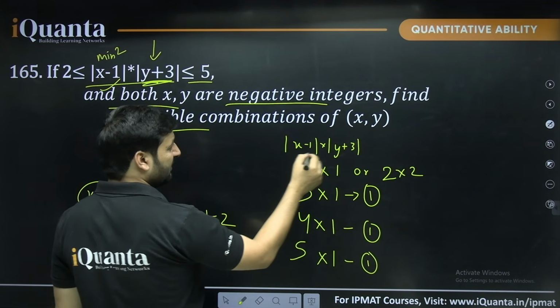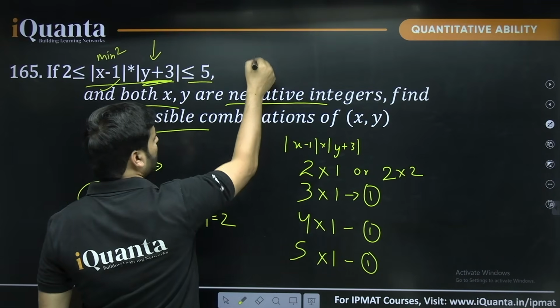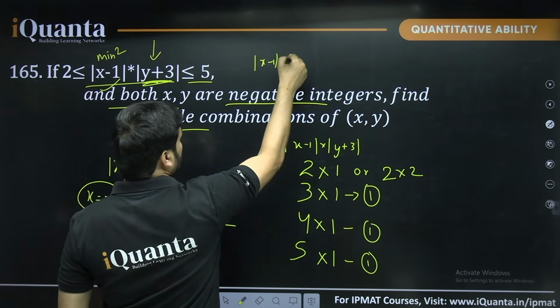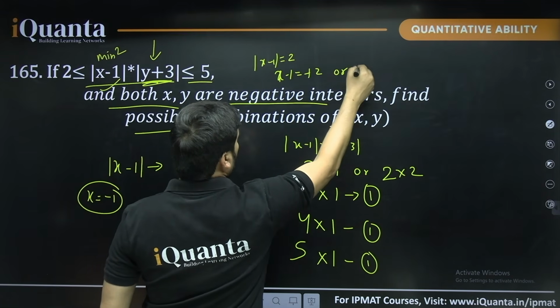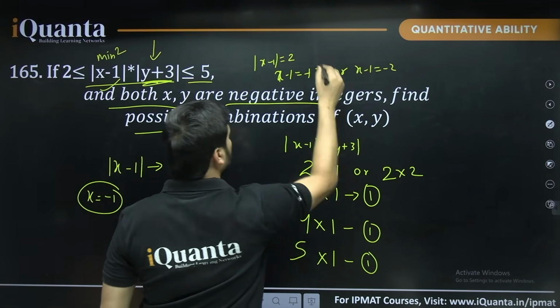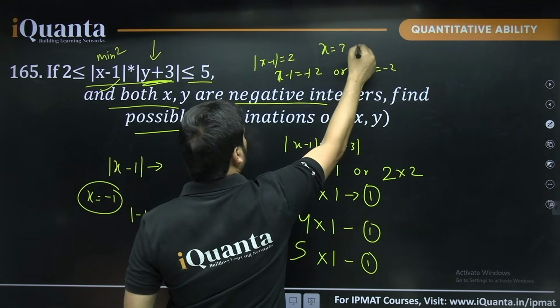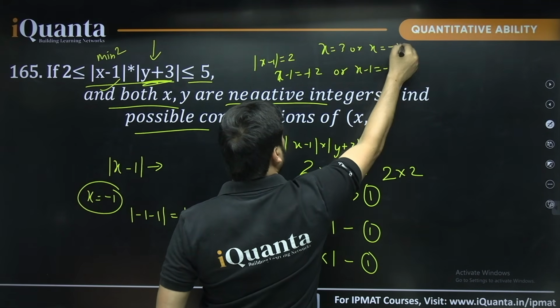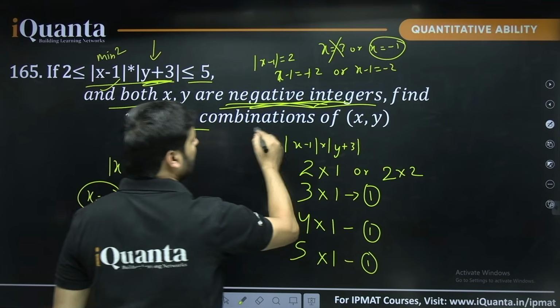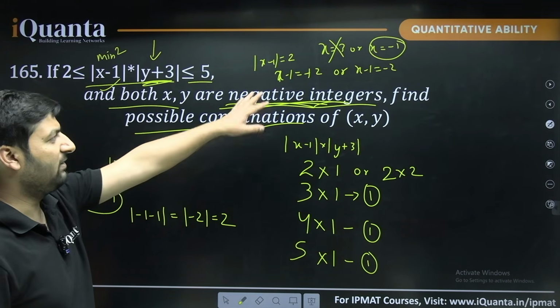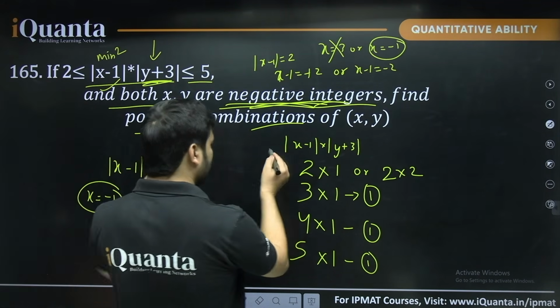So if mod of x minus 1 is 2, let me just solve this one. Mod of x minus 1 is 2, so x minus 1 will be plus 2, or x minus 1 will be minus 2. That means x will be 3 or x will be minus 1. We will not accept x equal to 3 because we wanted negative integer values. Both x and y should be negative. So we will only take x equal to minus 1 here.